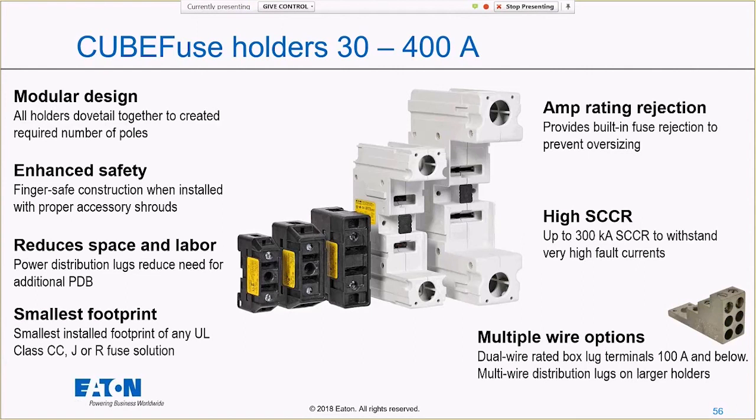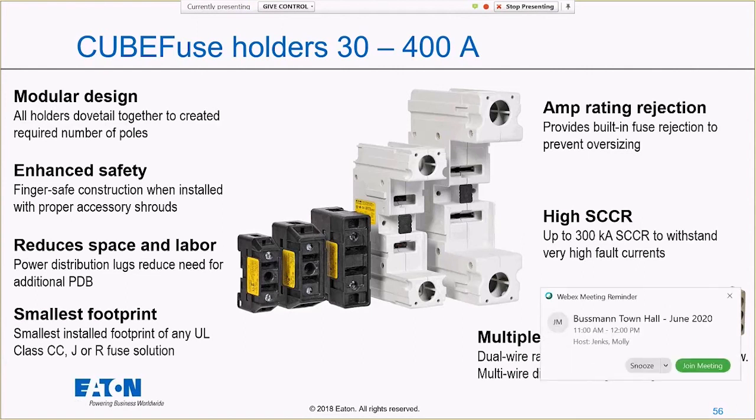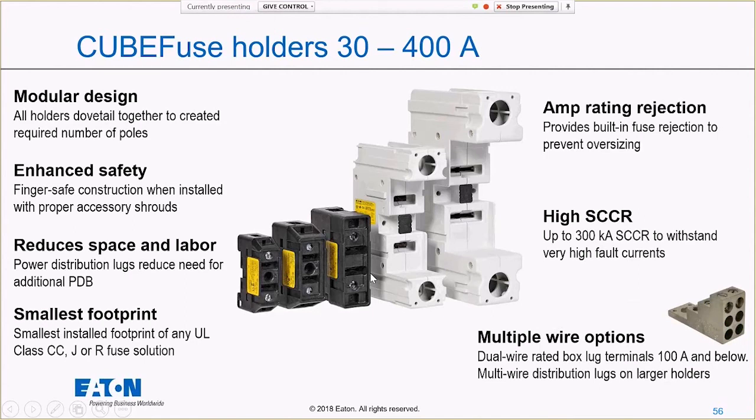The 30 amp fuse holder is actually the same size as some Class CC holders that are finger safe. So you can save yourself just a lot of space. They can be mounted right directly next to each other. 100 amp and smaller are DIN rail mount. The 225 and 400 are direct panel mount, but can really, really save a lot of space by using these two. And above the 100 amp, so in the 225 and the 400 amp, you can get the multi-wire terminals, so you can use them as that power distribution fuse block again.